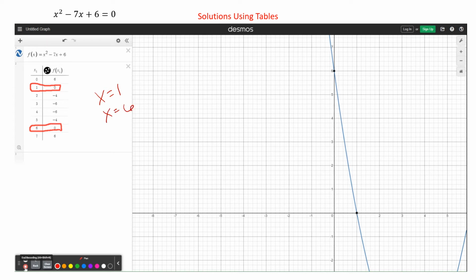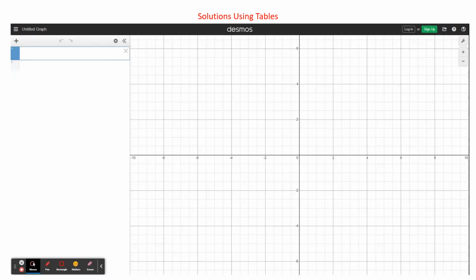Once is on the graph. The other time is going to be just to the right of where our viewing window is. But we were still able to find it in the table. Again, we're looking to see when does y equal 0. Well, sometimes that works better than others.